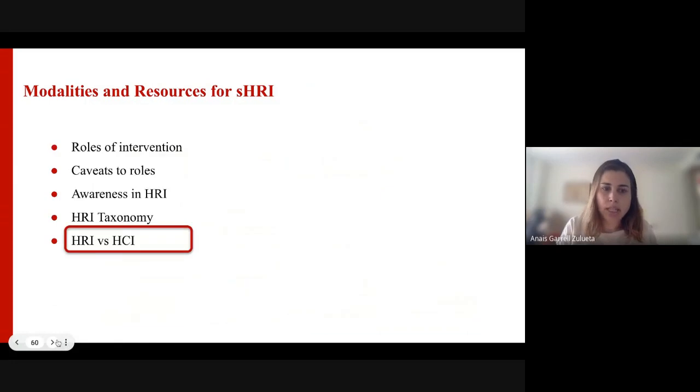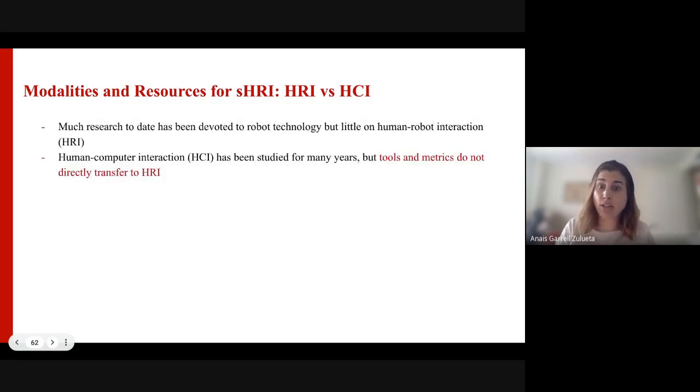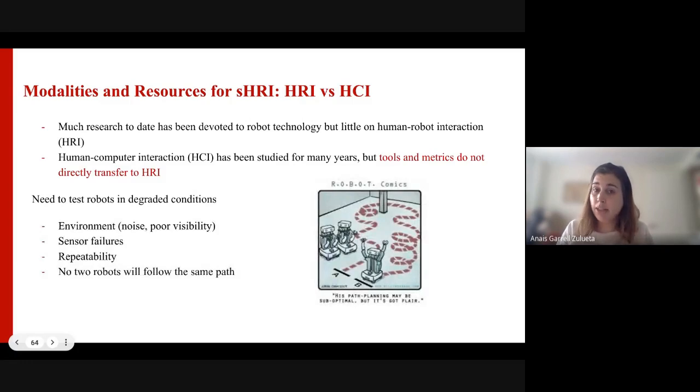Most of you could think, okay, but human-computer interaction is a field that has more than 70 years. So why don't you just pick all the theory from HCI and apply it to HRI? And we cannot, because the tools and metrics cannot really be transferred to human-robot interaction. We have the environment, and in the environment we have noise, maybe poor visibility. Robots have their own sensors, and sometimes the sensors fail, so we have to deal with these sensor failures.